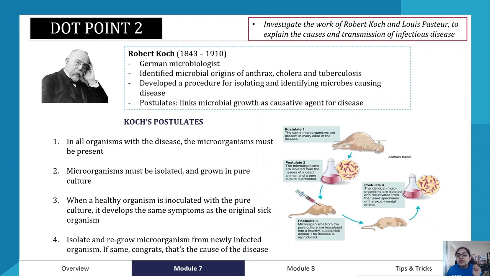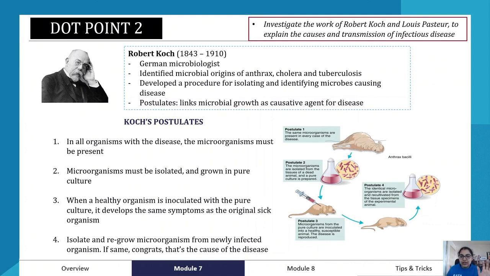So Koch was a German microbiologist. He identified microbial origins of anthrax, cholera, and tuberculosis, and he developed a procedure for isolating and identifying microbes, so that you can say this is the microbe that is causing the disease. He did that through his postulates, which link microbial growth as a causative agent for the disease.